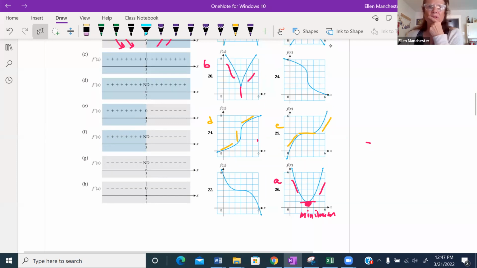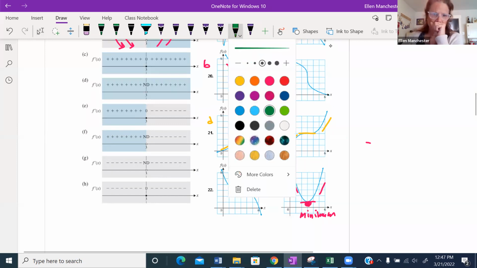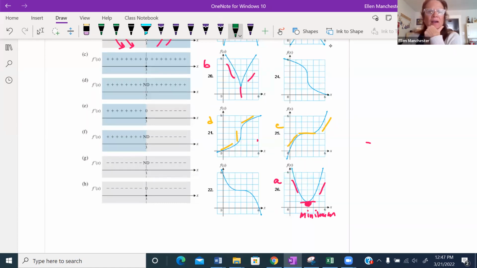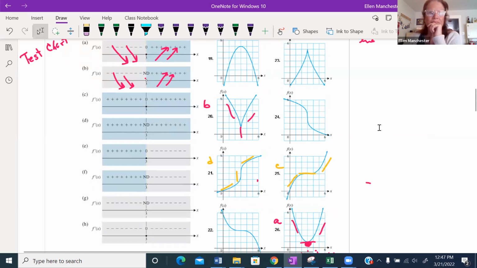Okay, E. So E, we have uphill. It hits a zero or a horizontal slope and then goes downhill. So what do you think it is? Okay, so let's look at 19. 19, we go uphill, hits a zero slope, and then it goes downhill, which is exactly what E is saying. Uphill, hits a zero slope, and then downhill. So 19 is E.